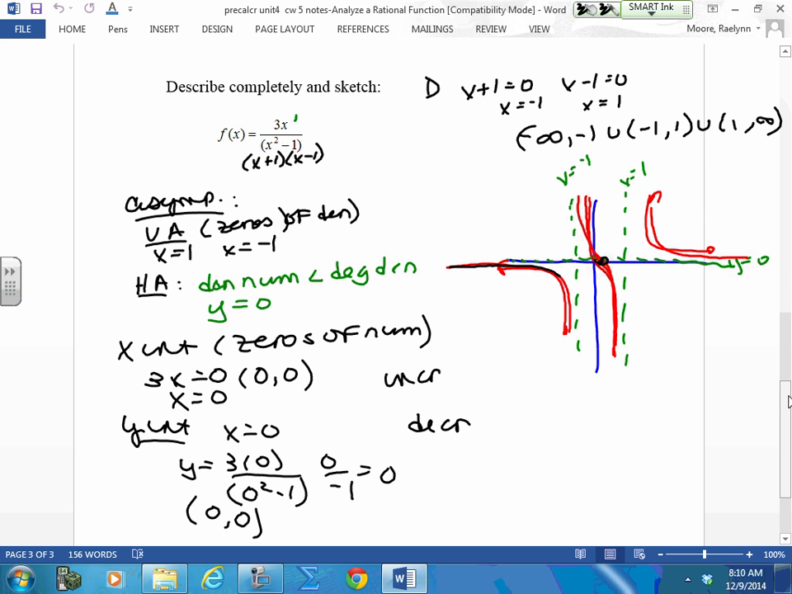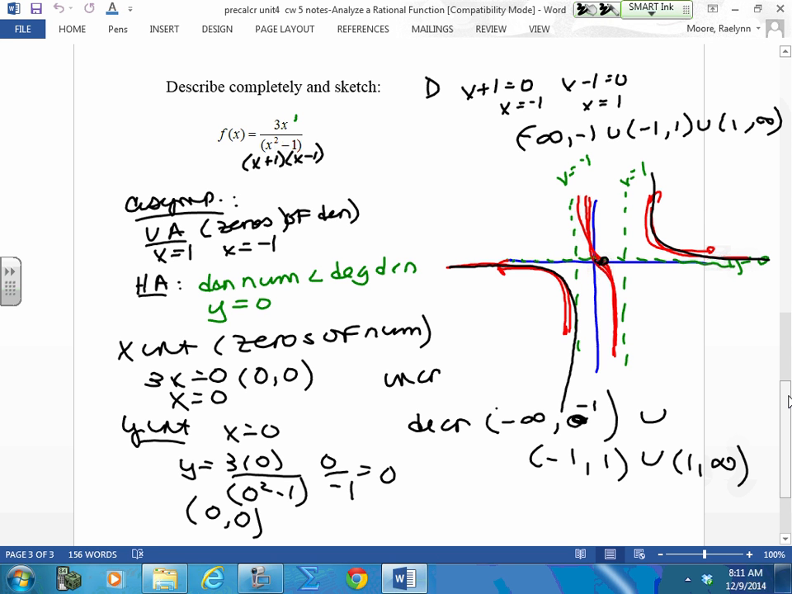What's the value of y doing as x is increasing? Just grab one of these from -infinity to -1. So you're decreasing from -infinity to -1. What's it doing here in the middle? Increasing or decreasing? Decreasing. So you're decreasing between -1 and 1. And what's it doing on this side? Decreasing.